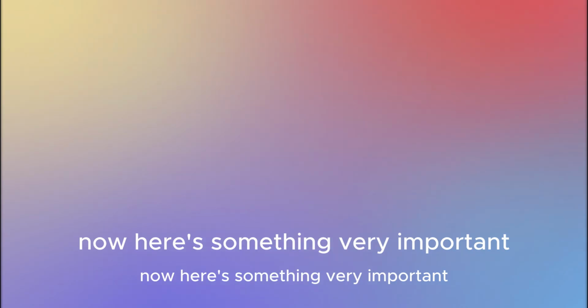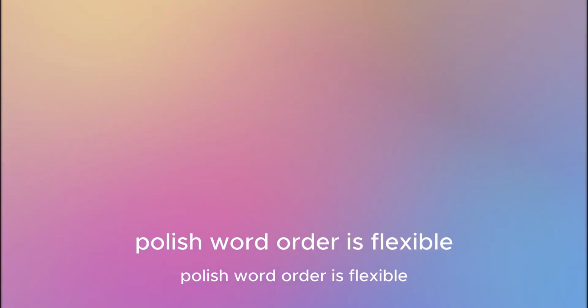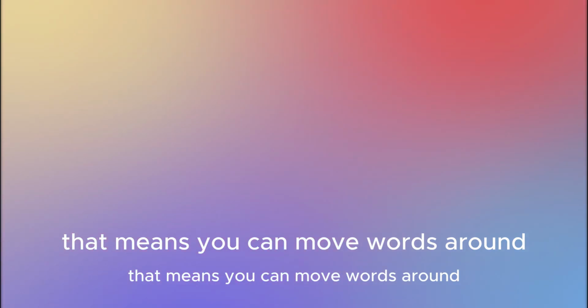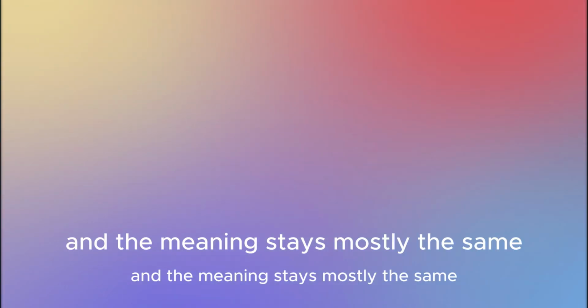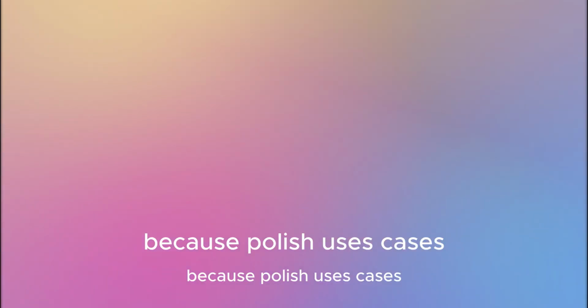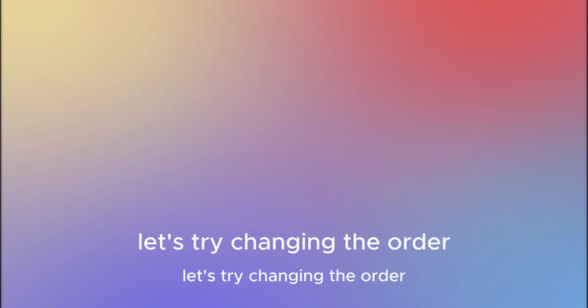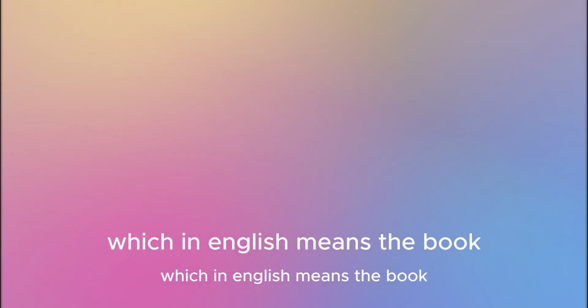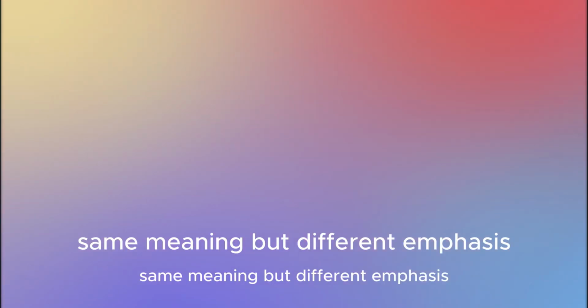Now, here's something very important. Polish word order is flexible. That means you can move words around and the meaning stays mostly the same, because Polish uses cases. Let's try changing the order. Książkę czytam ja, which in English means the book I read. Same meaning, but different emphasis.